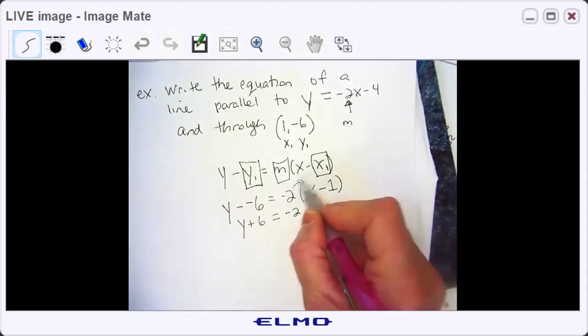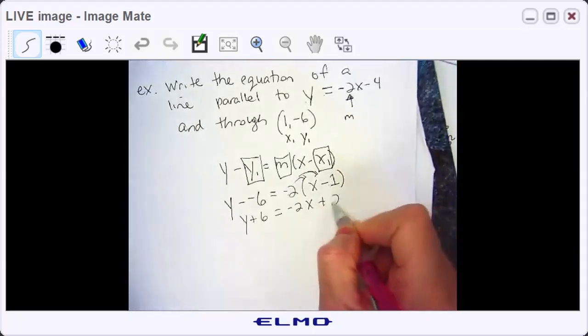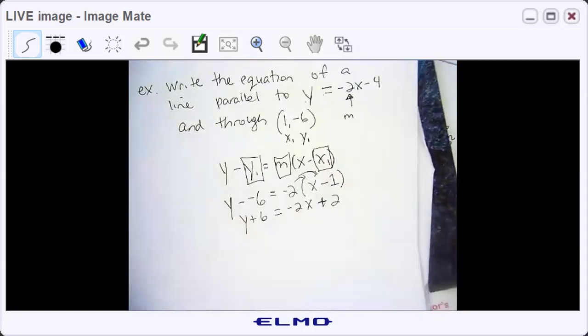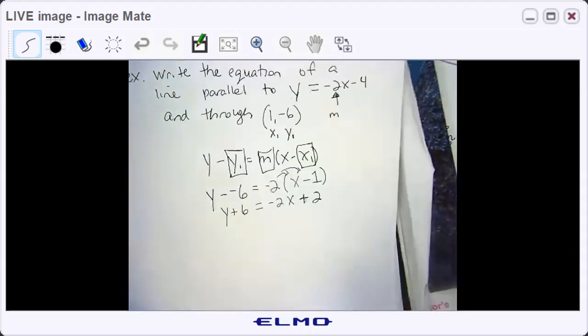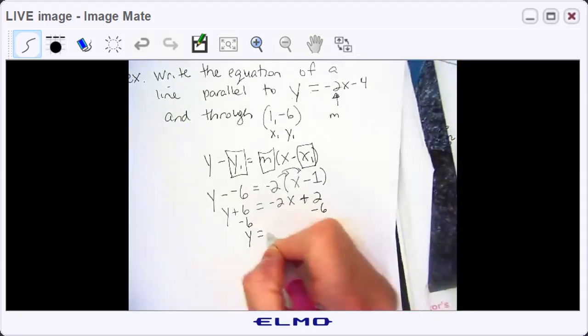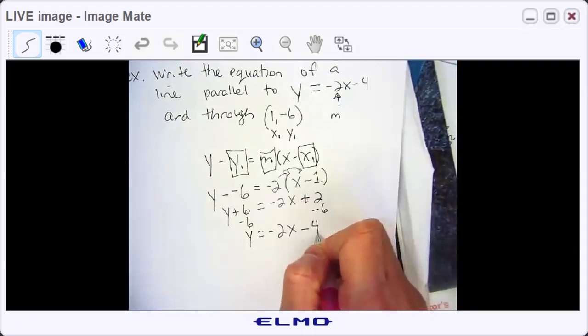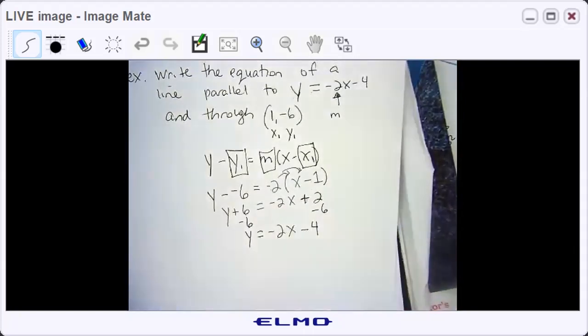So we are going to have a distributing step. Be careful as you distribute, because that's negative times negative. That's going to be a plus 2. And we're almost done. We now just need to subtract the 6, because we do typically want to leave this in y equals mx plus b form. So the correct answer to this problem should be y equals negative 2x minus 4, writing an equation of a line. Okay, let me see if I can find one that's perpendicular.